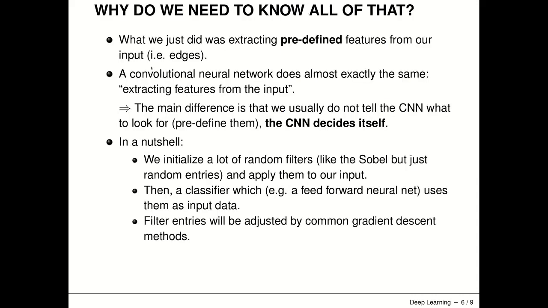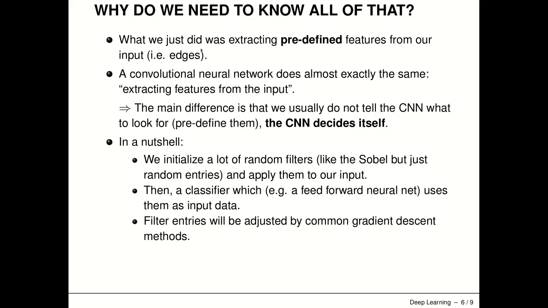Now you may ask, why do we need to know all of this, right? Indeed, all that I discussed and introduced so far is an introduction to the convolution operation. What we just did was extracting a predefined feature of our input. For example, we move a Sobel filter on top of input data, and then we detect the edges. This is almost what a convolutional neural network does: they extract features from the input.